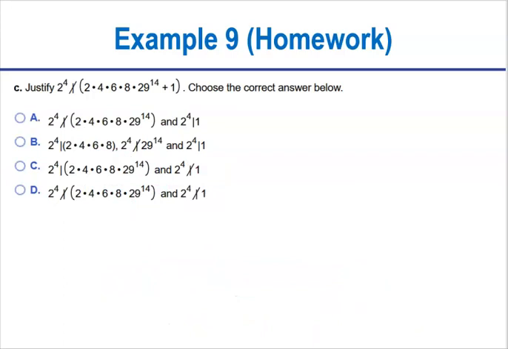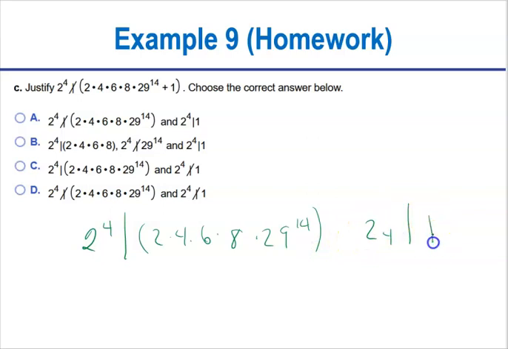All right. What do we got here? Okay. It says we're supposed to justify that it doesn't divide again. So 2 to the 4th doesn't divide 2 times 4 times 6 times 8 times 29 to the 4th plus 1. So we've got to consider these separately. So the question is, does 2 to the 4th divide this first set, 2 times 4 times 6 times 8 times 29 to the 14th? And does 2 to the 4th divide 1? Well, look, y'all, 2 to the 4th does not divide 1 at all. Right?